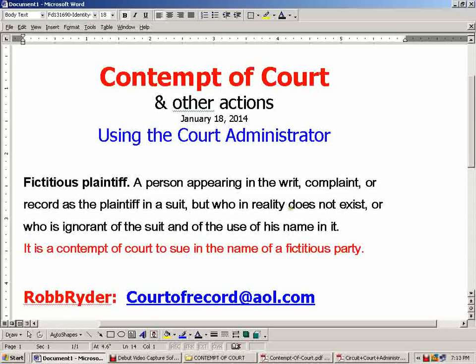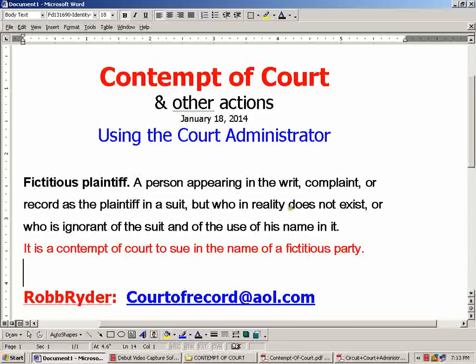Anyways, here's an example. Fictitious plaintiff: a person appearing in a writ, complaint, or record as the plaintiff in a suit, but who in reality does not exist, or who is ignorant of the suit and the use of his name in it. It is a contempt of court to sue in the name of a fictitious party. Black's Law, 5th edition, fictitious plaintiff.